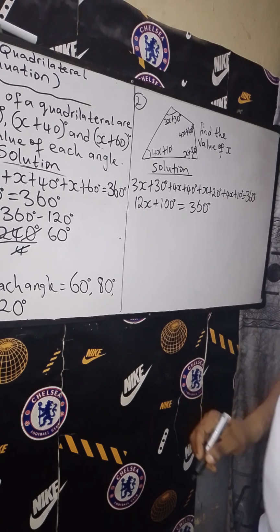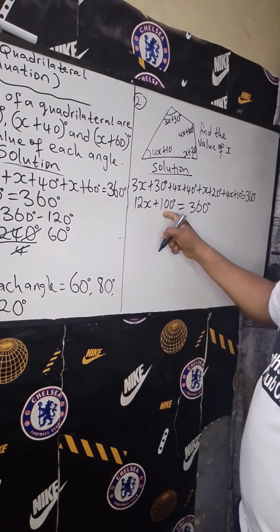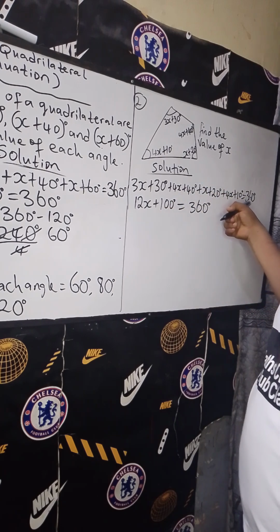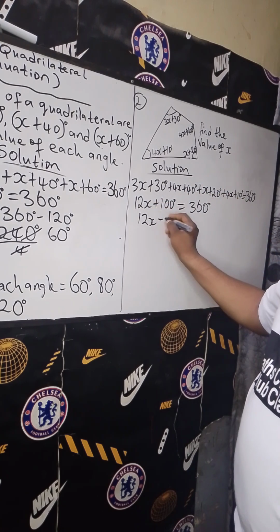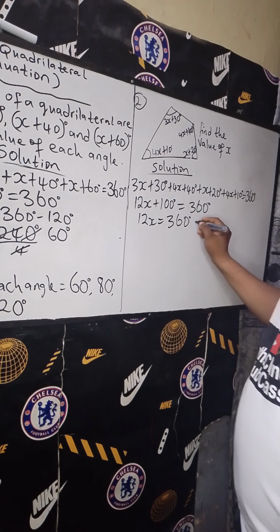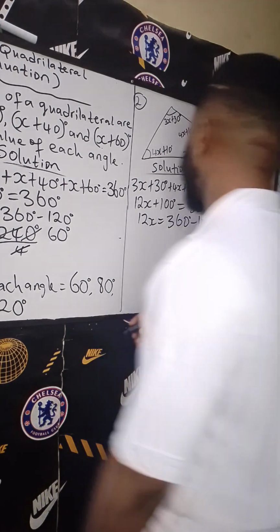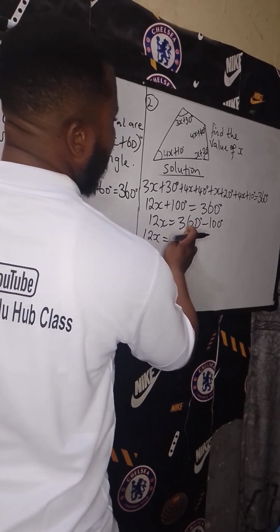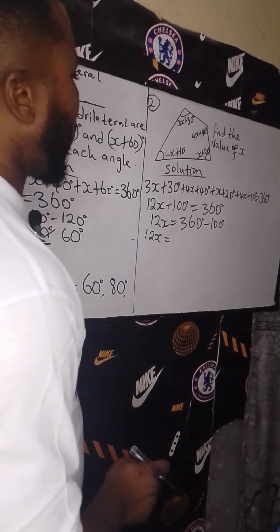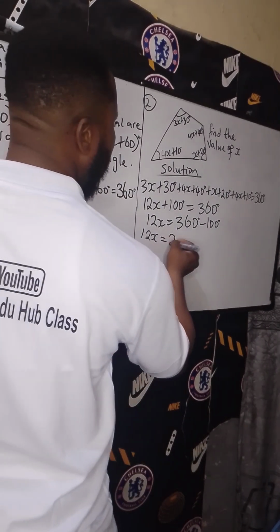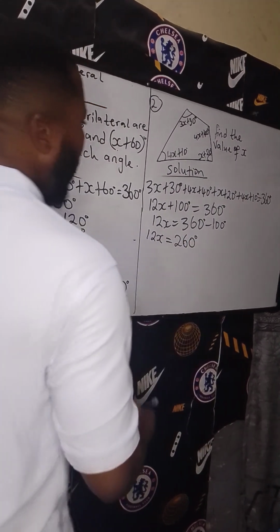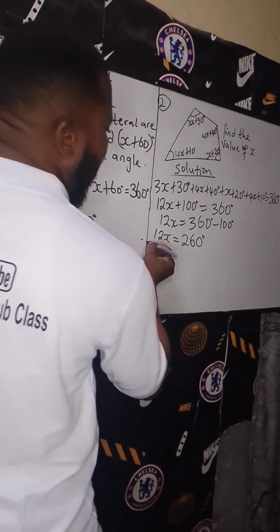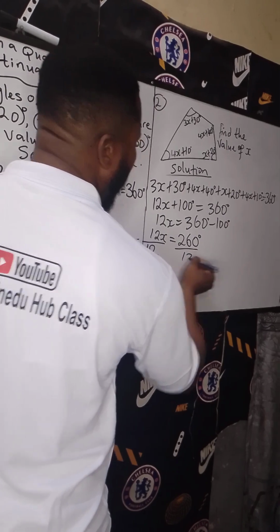Okay, so the first thing we have to do here is collect like terms. Moving this 100 degrees to the other side becomes minus. So 12x is equal to 360 degrees minus 100 degrees. That gives us 260 degrees. So this is what we're having here, 260 degrees. We now divide both sides by 12.